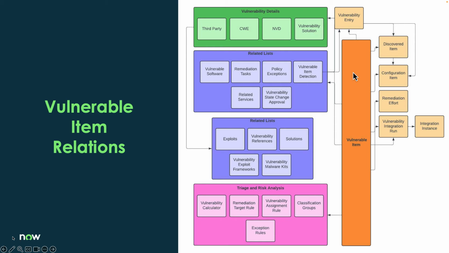Also, any of the related lists, obviously it can touch all of these. Vulnerable item detection is a related list in the vulnerable item form. It's just an embedded related list, but it's still a related list. And then you can see we have another section of related lists that are tied to these vulnerability details here. And then we have the triage and risk analysis. These are all tied to the vulnerable item here.